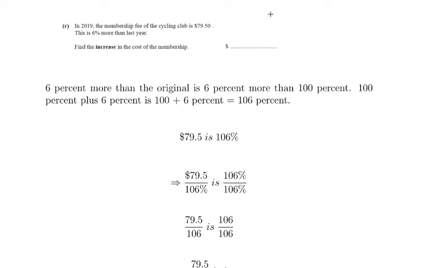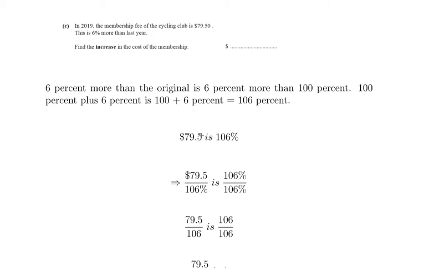Okay, so 6% more than the original is 6% more than 100, the original being 100%. So we simply can say that 100 plus 6% is 106%. So this 79.5 is 106% compared to the original. If this was 15% more, it would be 115% compared to the original.